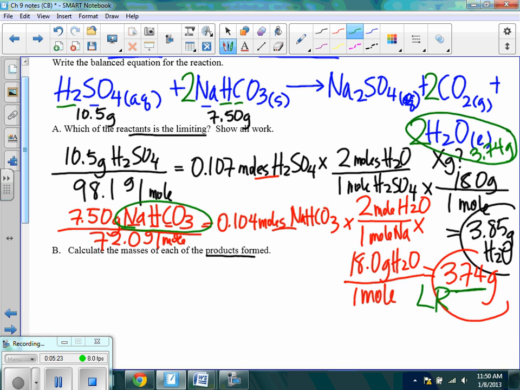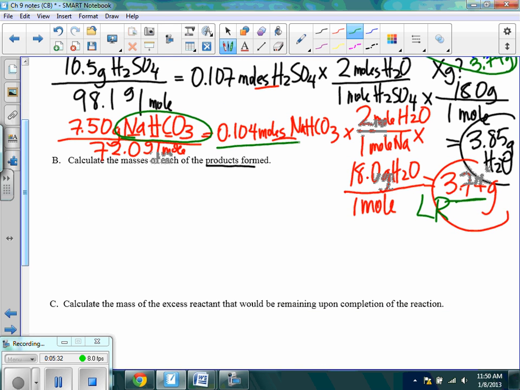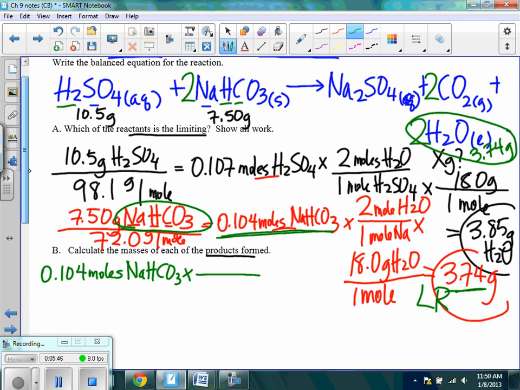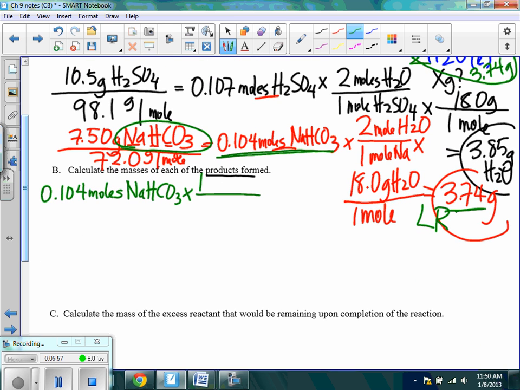Now remember we talked about today in class. Always go back to your limiting reactant to calculate the masses of the other two. So if this is my limiting reactant right here, I can start with that many moles. So I can say that I have 0.104 moles of my sodium hydrogen carbonate. Do unknown over known. So this time I'm just going to make my sodium sulfate my X, and you can see that the mole ratio is 1 over 2, that's sodium sulfate to 2 of my sodium hydrogen carbonate.